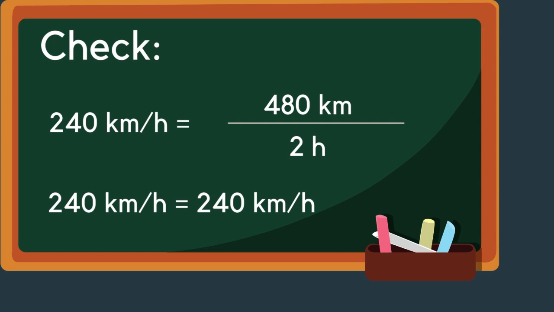240 kilometers per hour, which is the value of speed, equals 480 kilometers, which is the value of the distance, over 2 hours, which is the value of time. We will divide 480 by 2. 480 divided by 2 equals 240. So our equation now becomes 240 kilometers per hour equals 240 kilometers per hour. Our answer checks out. Therefore, the speed is 240 kilometers per hour.